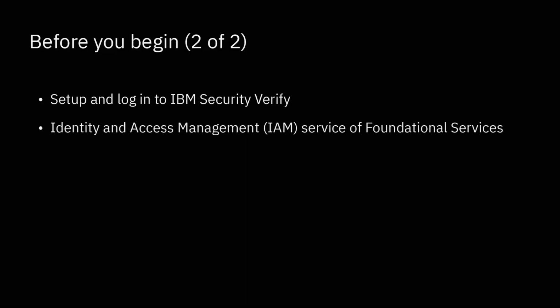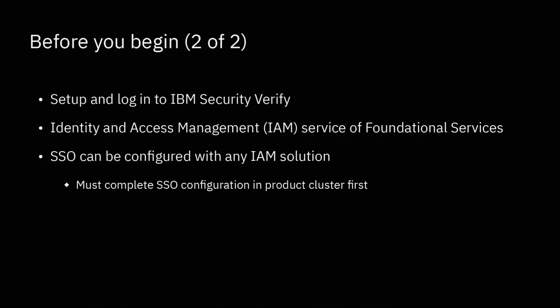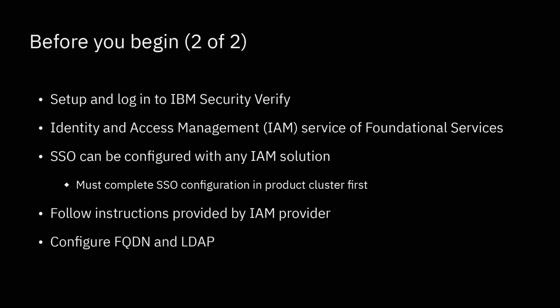Cloud Pak for Security, or CP4S, uses the Identity and Access Management, or IAM, service of IBM Cloud Pak Foundational Services to configure SSO. SSO can be configured with Security Verify, but you must first complete the SSO configuration in your CP4S cluster. After that is done, complete the SSO configuration by following the instructions that are provided by your IAM solution provider. And finally, for accessing the cluster, you must configure a fully qualified domain name, FQDN, and an LDAP server. When these steps have been completed, you can begin the setup process for SSO.